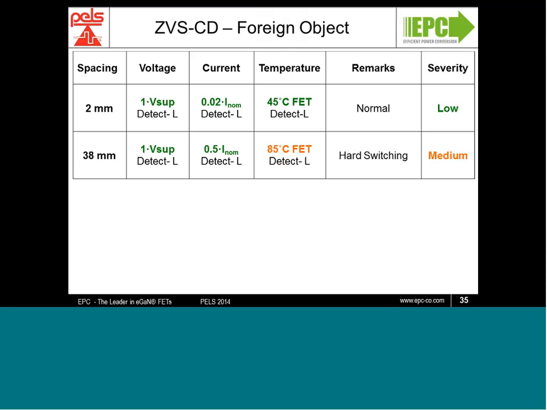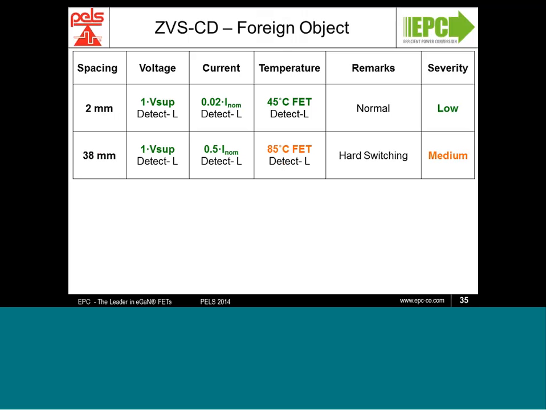And therefore we have normal operation. We're just not putting any power into a load. The temperature of the devices remains cool, and the severity is therefore very low. If you remember, the severity was very high for the similar condition for the Class E.